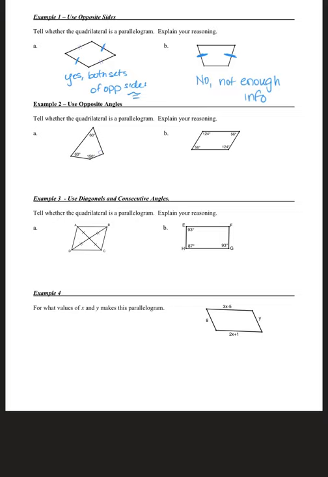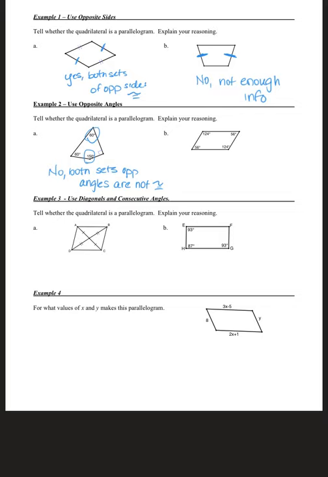Okay, looking at example 2. When I look at this one, now this is dealing with angles instead of sides. So I look at the opposite angles and I can tell that those do not match. So we're going to say, no, this is not a parallelogram because both sets of opposite angles are not congruent. All right, so both sets of opposite angles are not congruent.